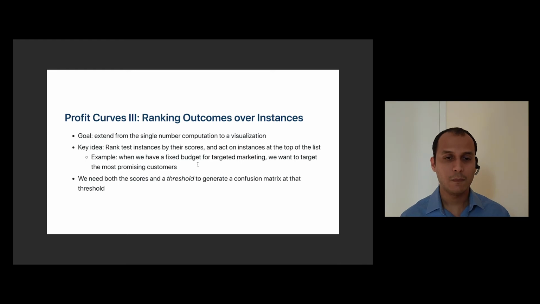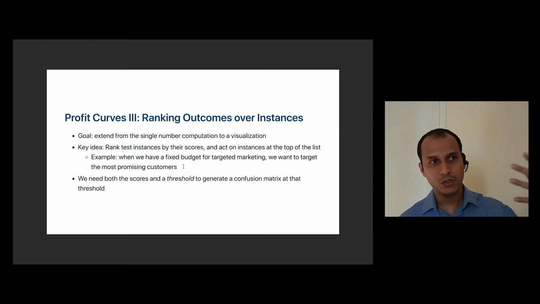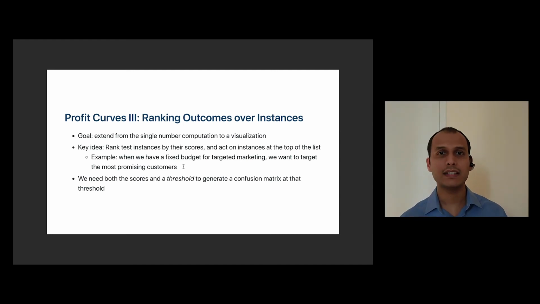Why does this ranking and sorting make sense? Because when we have a fixed budget for targeted marketing, let's say we only have $300 to spend, then we can spend most of our effort on those test instances where we think they're most likely to buy. Now we have this ranked list of test instances. The way we can work with it is that we can use these scores and a threshold as a specific number.